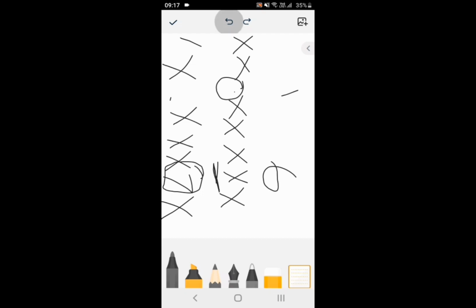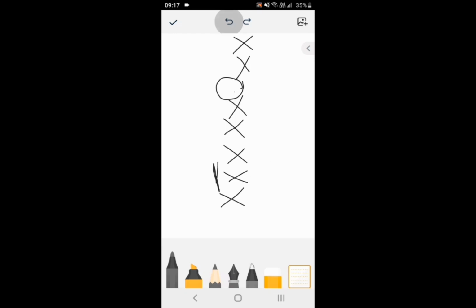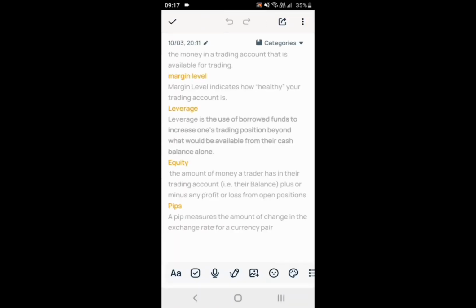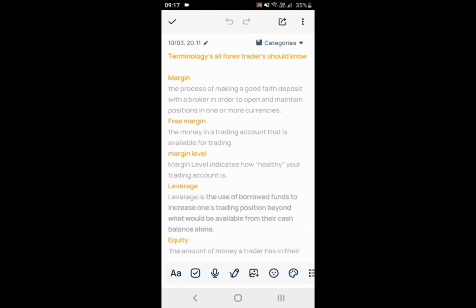And the same is true for the opposite side. If the pip is now on 5 and the next representation of the price is 4, that means the price has reduced by 1 pip. That is basically how you calculate pips. That is it, ladies and gentlemen.